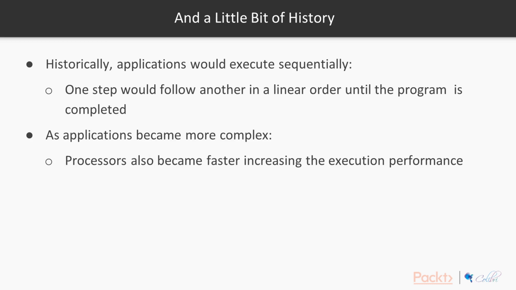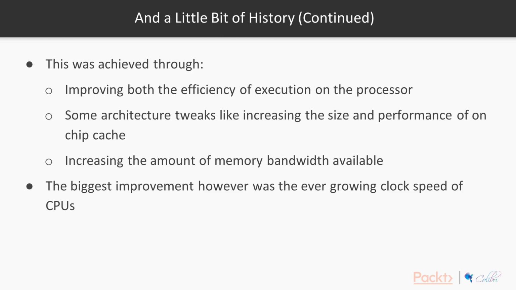Historically, applications would execute sequentially. That is, we would execute one step and then another in a linear order until a program has completed. As applications became more complicated, processors also became faster, so execution performance increased. And historically, this has been achieved through improving both the efficiency of execution on the processor through something like architecture tweaks, so increasing the size and performance of the on-chip cache and increasing the amount of memory bandwidth available, as well as decreasing the number of clock cycles required to execute a given instruction. So these are examples of architecture tweaks.